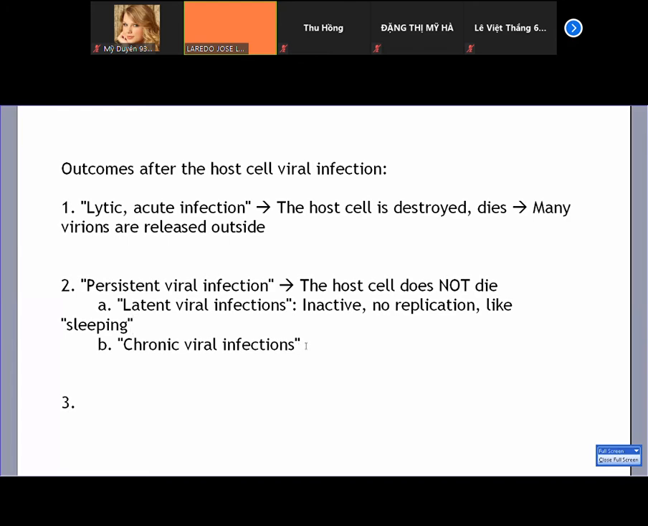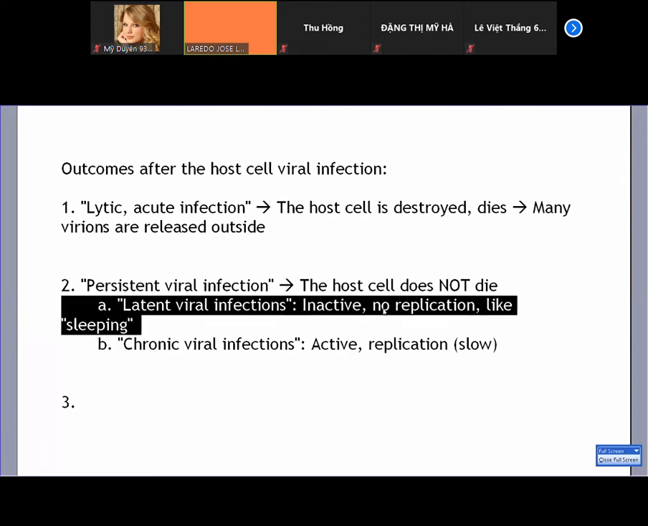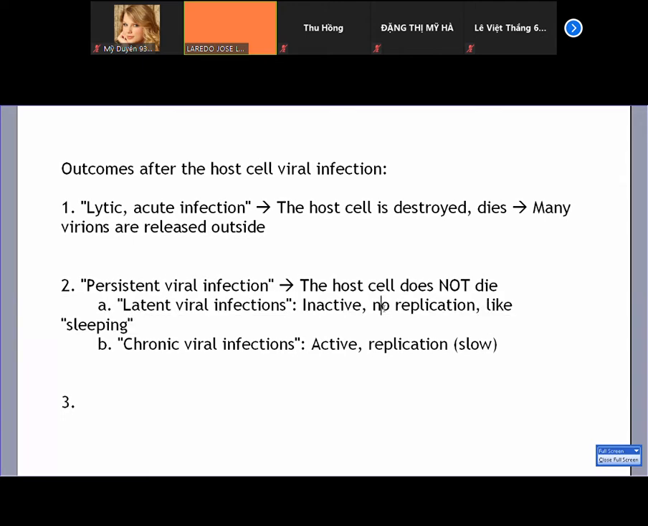However, during a chronic viral infection, the virus is active. The virus is replicating, but this replication is very slow. So the difference between chronic and latent is that during the chronic infection, the virus is replicating, but very slowly. During latent infections, the virus is not replicating.